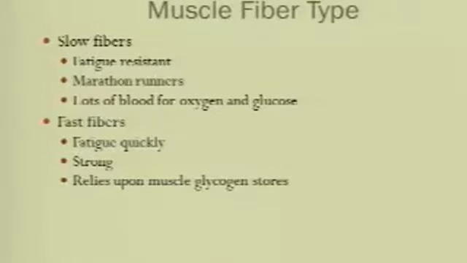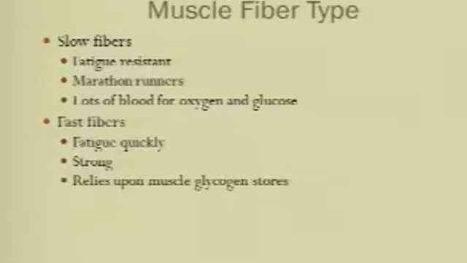Muscle fiber type: there are slow fibers, there are fast fibers. Everyone has slow and fast fibers. It's kind of an interesting thing. They have found that people such as marathoners have more slow fibers. They're fatigue resistant. They're definitely not me, I'll tell you that much. Lots of blood, lots of oxygen, lots of glucose. They're really good at that prolonged activity. They have fast fibers as well, but they have a more predominant amount of slow fibers.